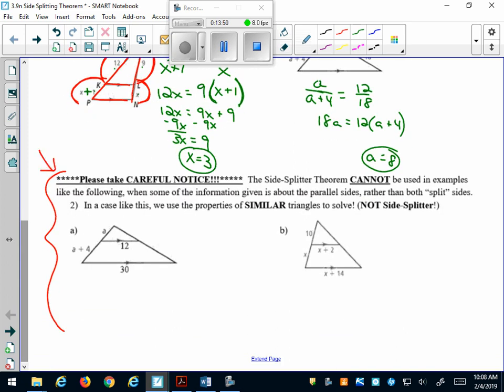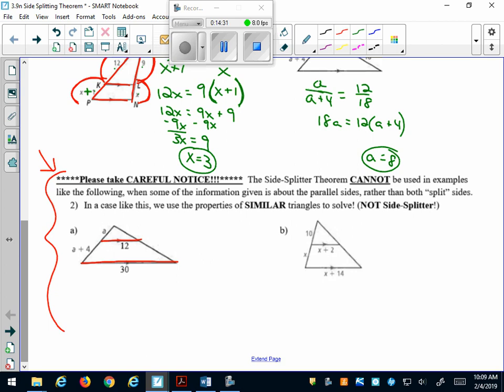This is when it doesn't work. You cannot use side splitter. Same looking diagram, but what's different here? Yeah, they didn't label this other side. What did they label? The parallel sides. Is 12 and 30 split parts? No. They are whole sides, and they're both whole sides. This is when you cannot use side splitter.